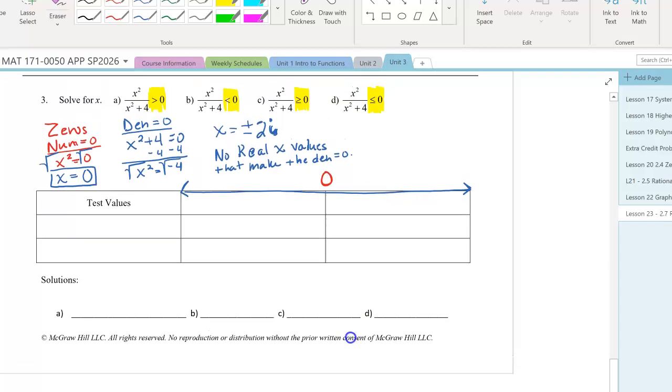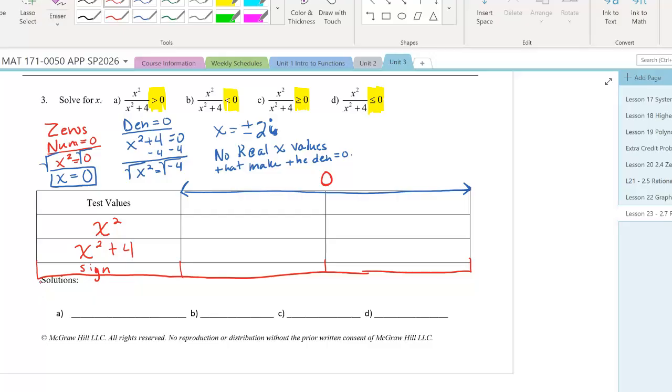All right, so now we're going to put the numerator here, the denominator here. Looks like I forgot 2 rows this time. So this row will be the sign of the function. And then we'll just put a star where it satisfies the inequality, especially since we're solving 4 different inequalities. Okay, so I'm going to pick a number in this interval, which would be to the left of 0. I'm just going to pick x equals negative 1 for my test value.